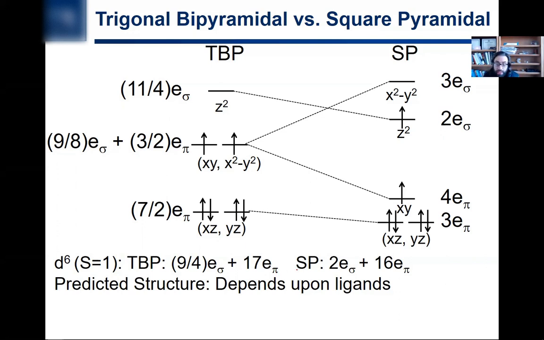But if you have small ligands, especially if they're strongly pi donating, where that e pi factor could make a difference, then you're going to be SP.